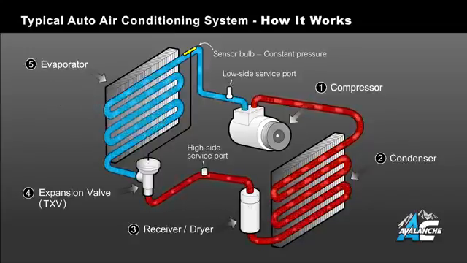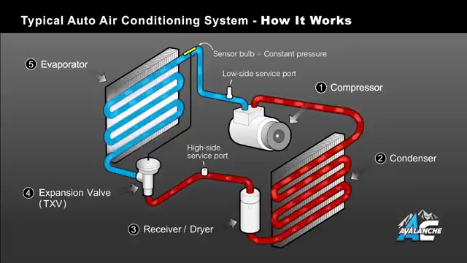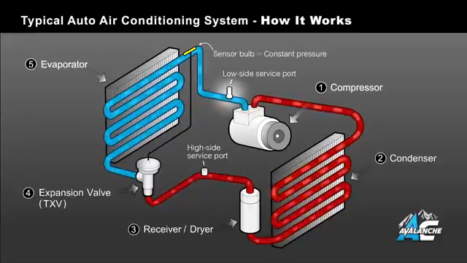As you can see, the liquid arrows turn back into a gas as indicated by bubbles. The low side service port is located here, between the expansion valve and the compressor. The low-pressure gas then returns to the compressor for another cycle.